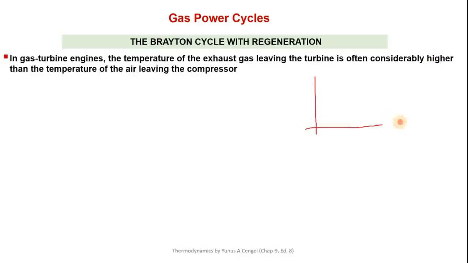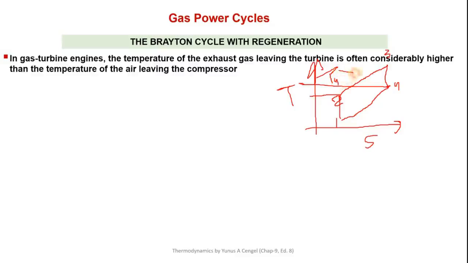So let me show it here. The T-S diagram of a simple Brayton cycle. This is 1 to 2 compression, heating, expansion, and then exhaust. So this is point 1, this is point 2, this is point 3, this is point 4. So in the case of gas power cycles, this temperature T4 could be higher than this T2. That is the point here. This T4 could be higher than T2.